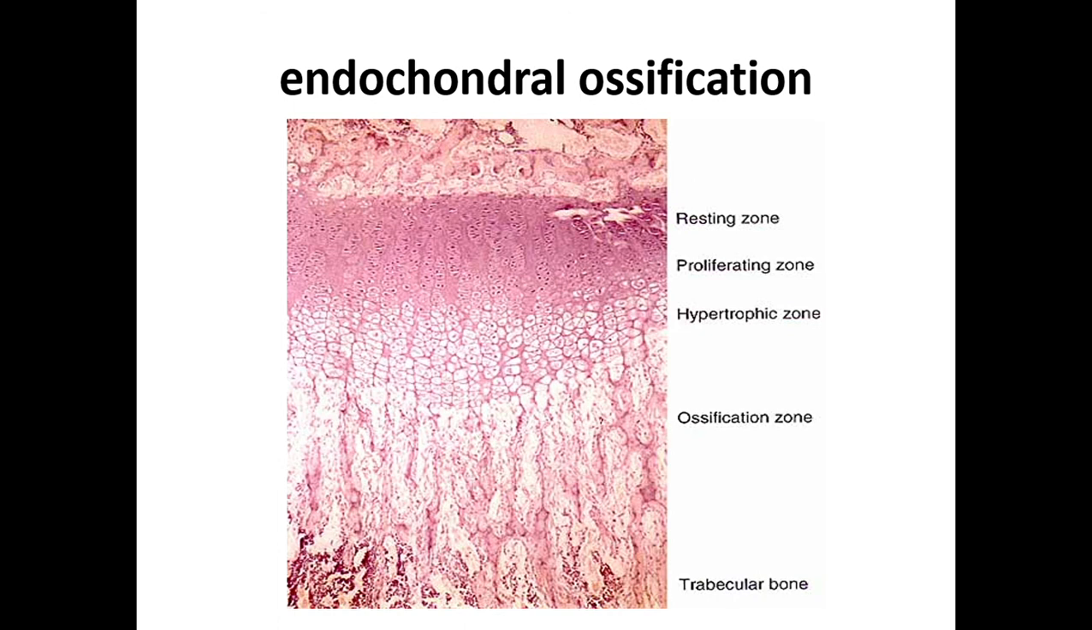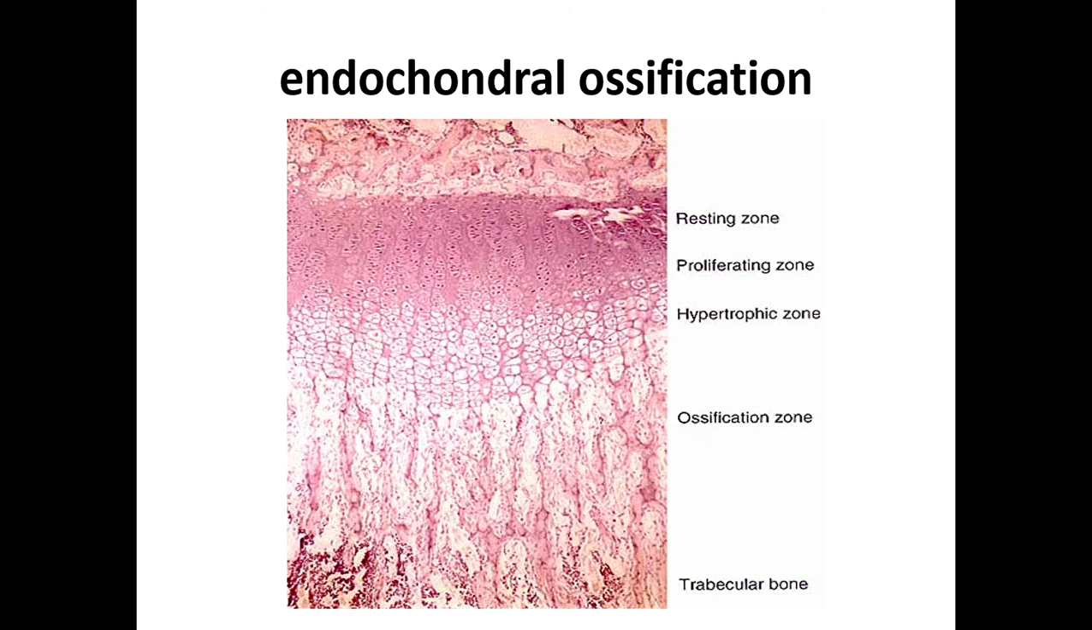So in this illustration, we have now the different zones that are formed during endochondral ossification in the epiphyseal plate of long bones. We can see here different zones: the resting zone, proliferating zone, hypertrophic zone, and ossification zone. Then later on, the spongy bone is formed in the body. So we have the trabecular bone.